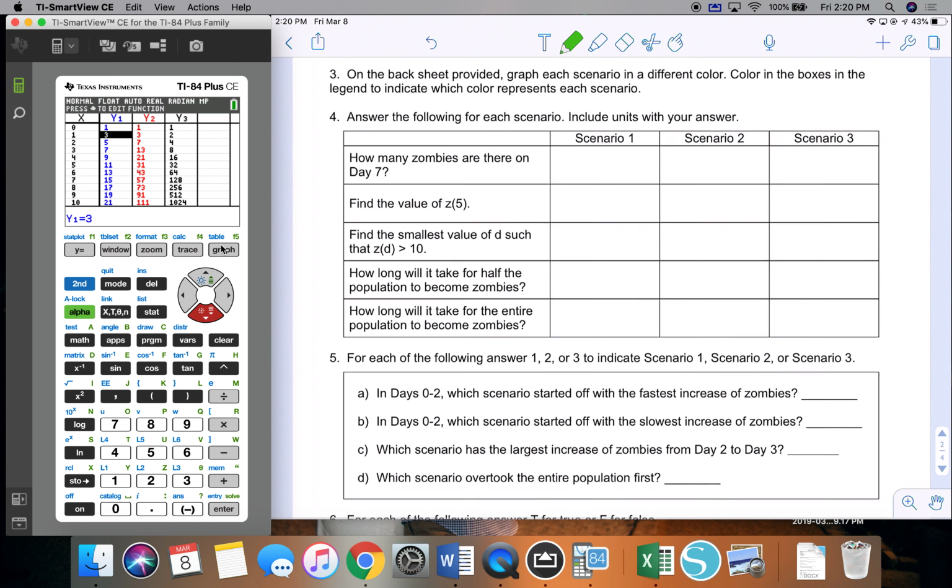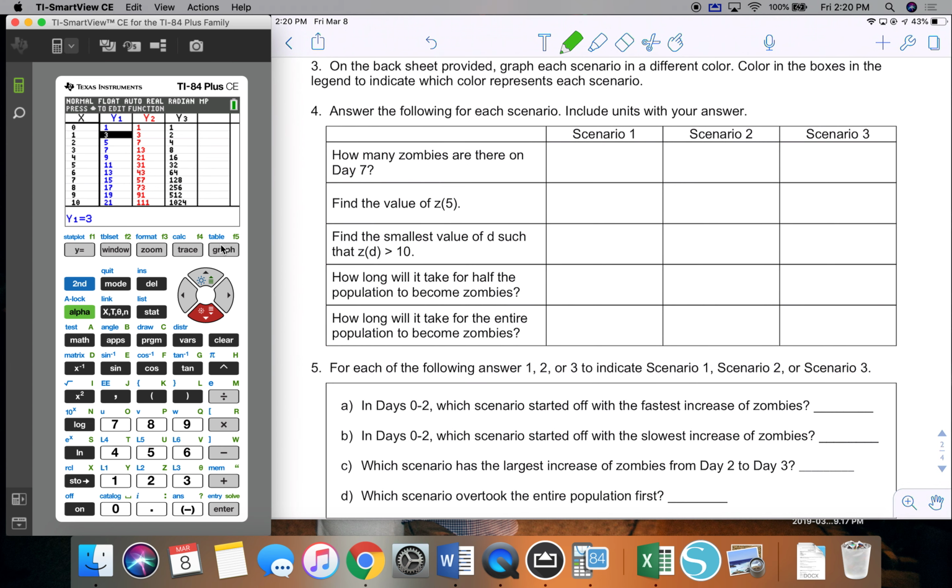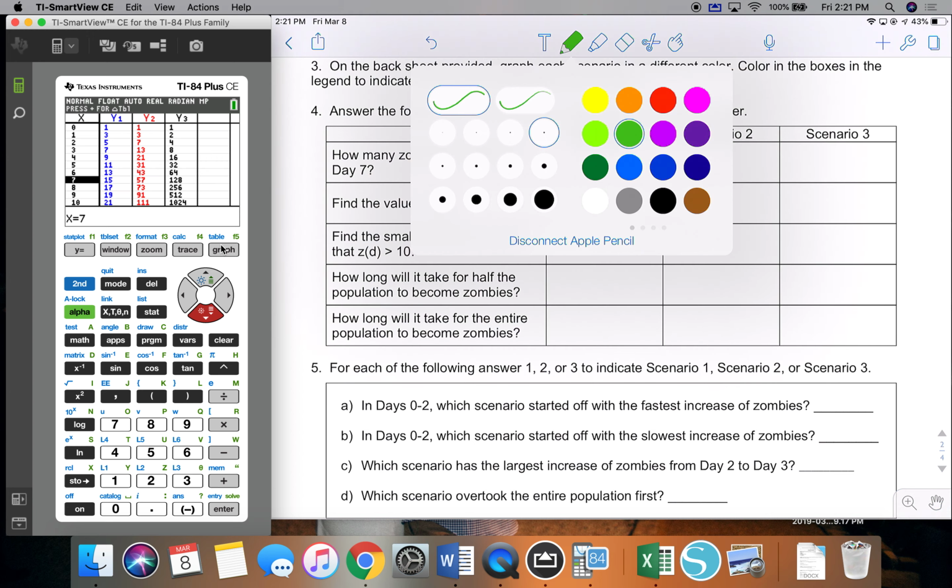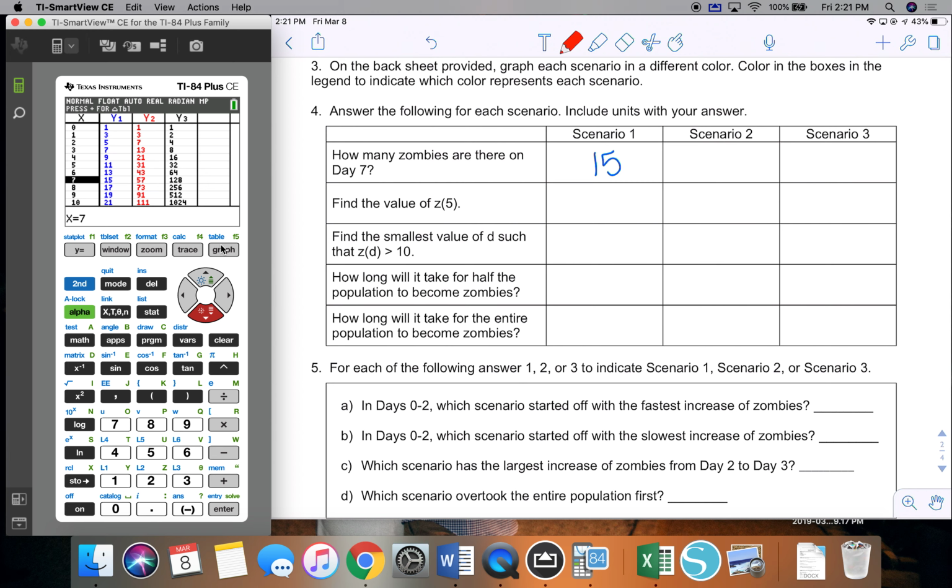Then part 4, answer the following. How many zombies are there on day 7? So on day 7, we have 15 for the blue equation, 57 for the red.